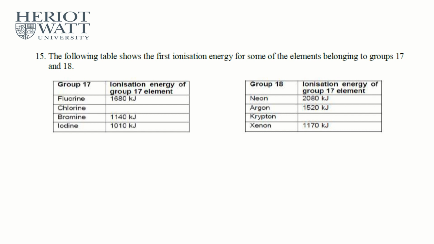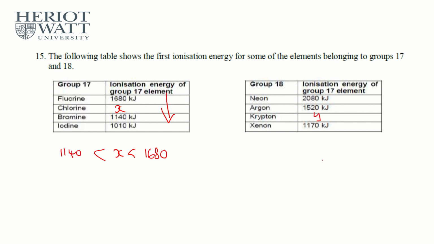Okay, 15. The following table shows the first ionization energy of some elements in group 17 and 18. In this case, you just need to estimate the value here, based on the trend that we learned. We know that going down the group, the ionization energy is supposed to decrease. So the value for chlorine should be smaller than, let's say, X here. So X should be smaller than 1680, but it should be greater than 1140, all right?